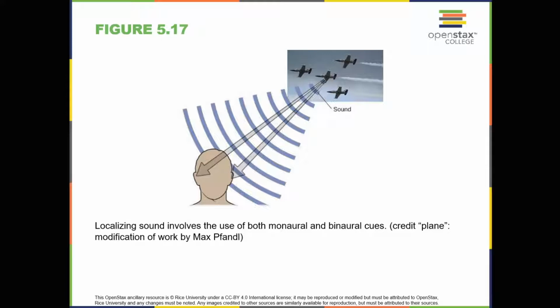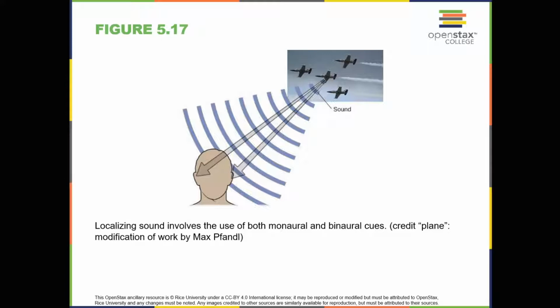Each pinna interacts with incoming sound waves differently, depending on the sound source relative to our bodies. This interaction provides a monaural cue that is helpful in locating sounds that occur above or below and in front or behind us. The sound waves received by your two ears from sounds that come from directly above, below, in front, or behind you would be identical. Therefore, monaural cues are essential.